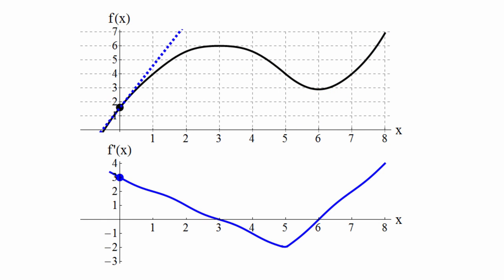So we're starting with the tangent line here at x equals 0, and that's given by this dotted blue line. The slope of this line is 3. So that's telling us that f prime of 0 equals 3. And that's why down below on this graph, we have a point at 0, 3. It's at height 3.